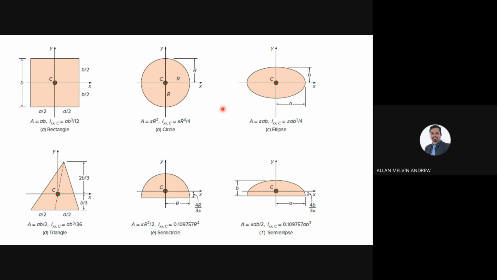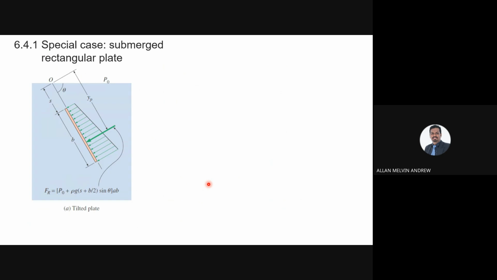Okay, so if the body is a square, then we can take these values. If it's not a square, not a circle, but more elongated, we call it an ellipse, then we will take this formula. If it's a triangle, we will take these two formulas. If it's a semicircle, we will take this, and if it's a semi-ellipse, we will take this. So we need to find which one represents the body that is submerged, then we will get a better understanding of which one to use.